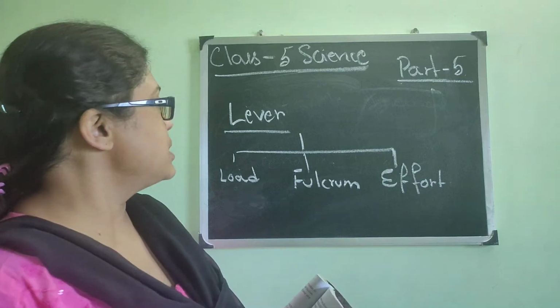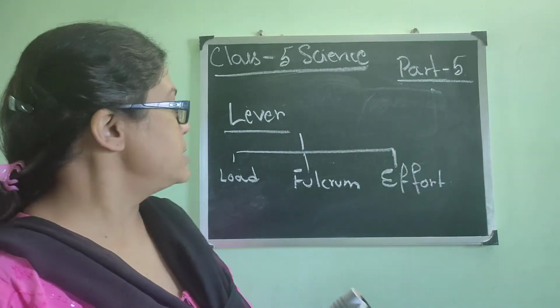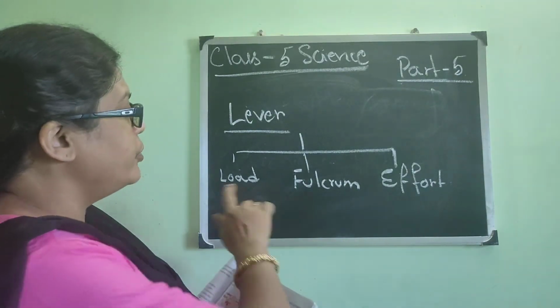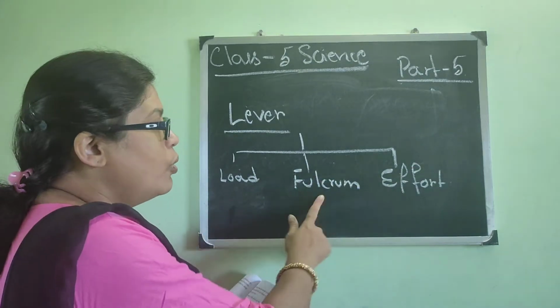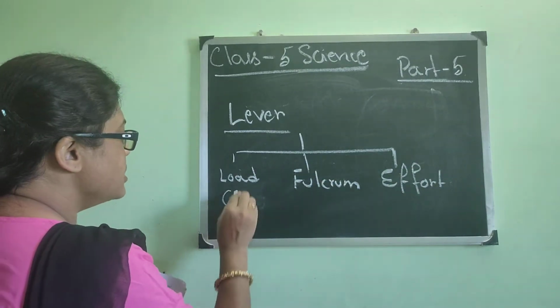Now I was discussing about lever, and what we have seen is that a lever has three different parts. One is load, one is fulcrum, and another one is effort.